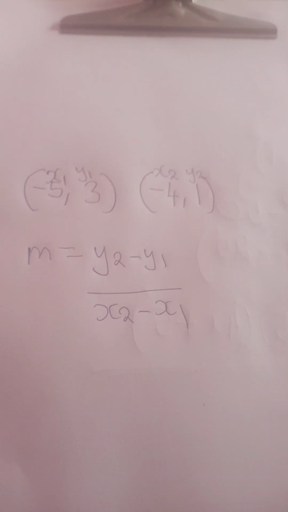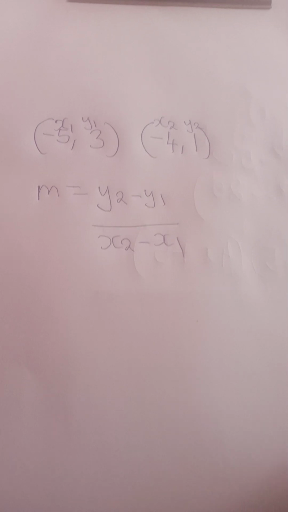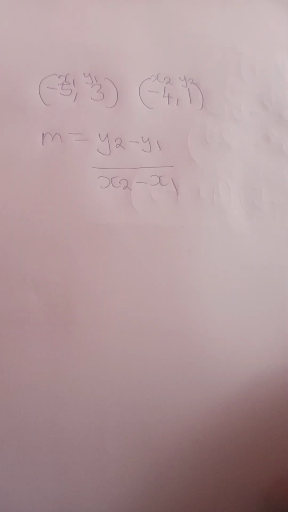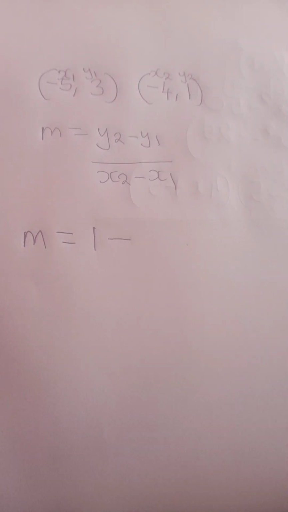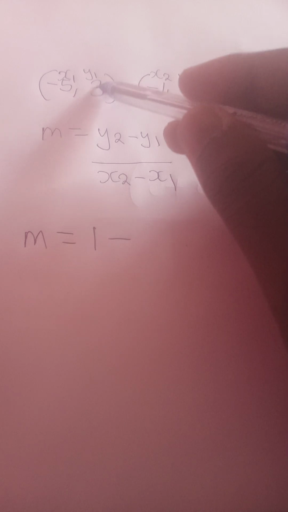You check from your points. What is my y2? It's 1. You say 1 minus. What is my y1? My y1 is 3. You write it like that.